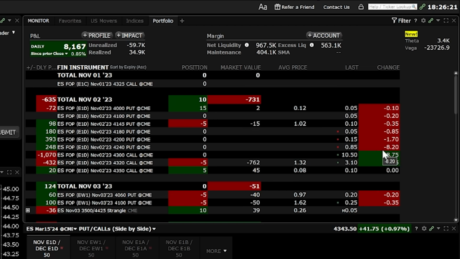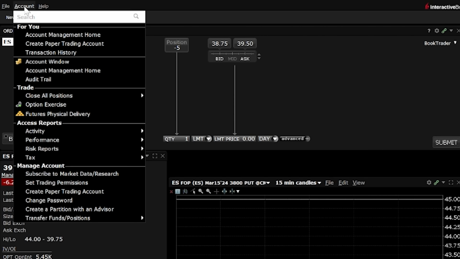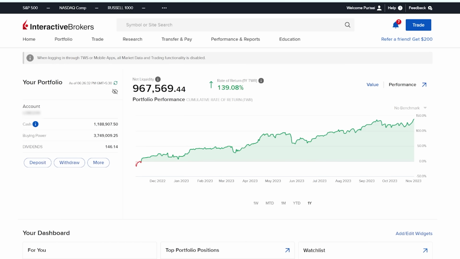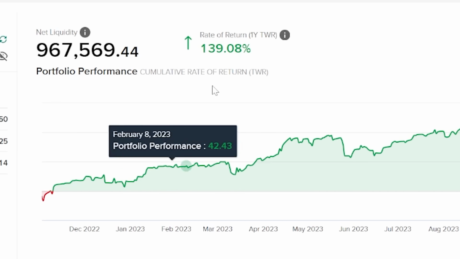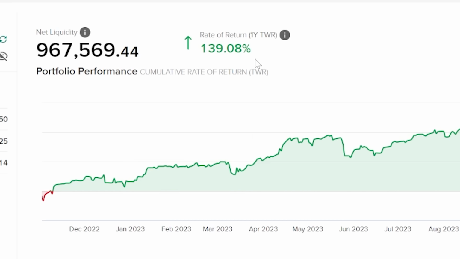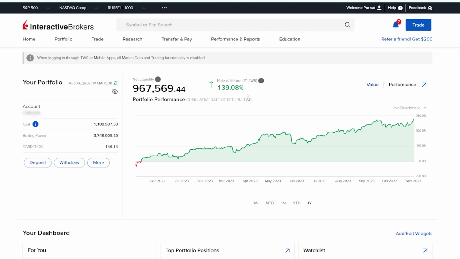Okay. Now, what is the performance? If you go to accounts, account management home, this is the back office. In this back office, the system says rate of return 1 year, meaning in the last 1 year, my return is 139%. So that is an astonishing result by any standard. And making 140%, and that too, with no need to pay even $1 tax, is tax-free income. It's a fantastic performance.